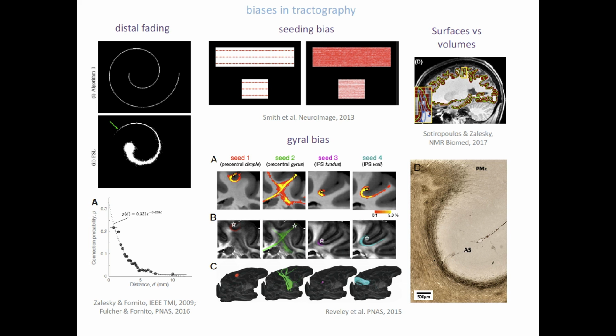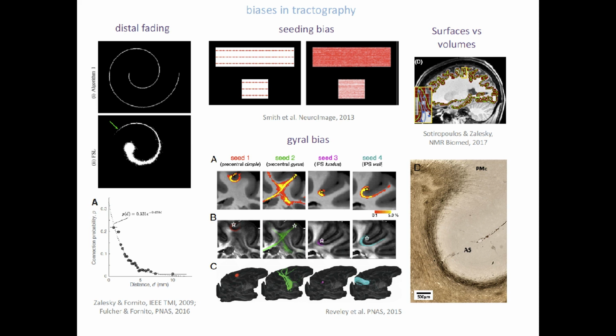There's also a seeding bias, which kind of counteracts this distal fading. Longer tracks provide more opportunities for seeding, and so sometimes you can get an overestimate of the strength in those longer tracks. There's also an issue of whether you seed using surfaces or volumes. Using volumes, in voxel space, you can see there are lots of partial volume effects when you get deep into the gyri, where the streamlines can't get all the way up to the top of the gyrus, whereas if you use a surface-based approach, you would be able to. So that's something to consider.